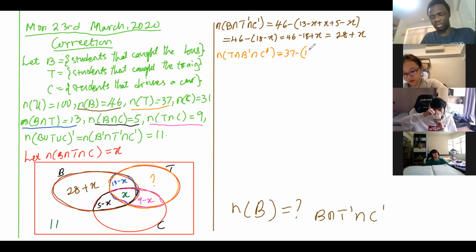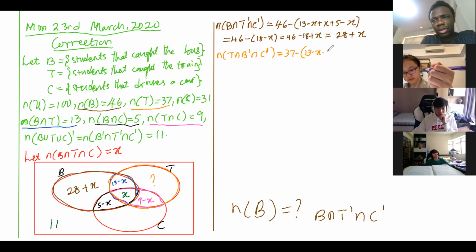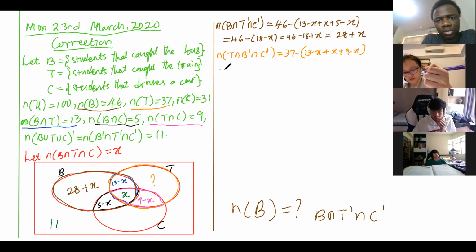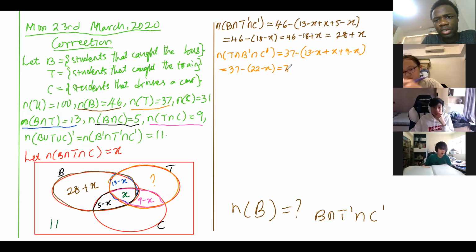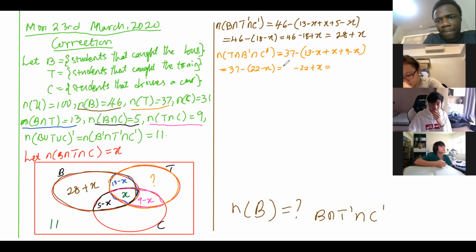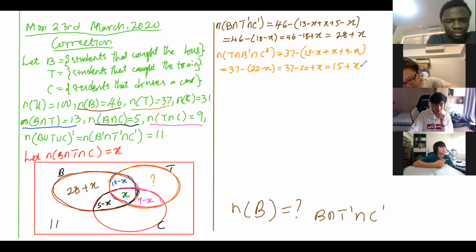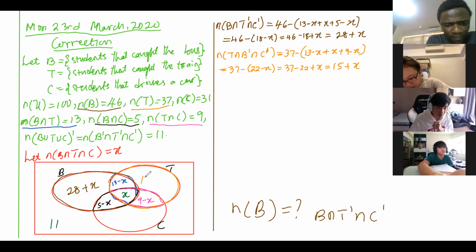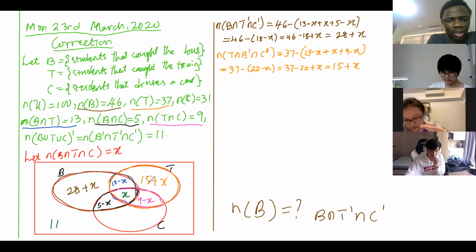Sorry, my hand isn't balanced because of my screen. So 13 minus X plus 9 minus X. So this will be 37 minus, so in my bracket, I'm gonna have 22 minus X. I open the bracket, I have 37 minus 22 plus X. And that will be what? That's 15. Let's confirm. Yes. Thank you. That's what I got. That's what you got. Okay.